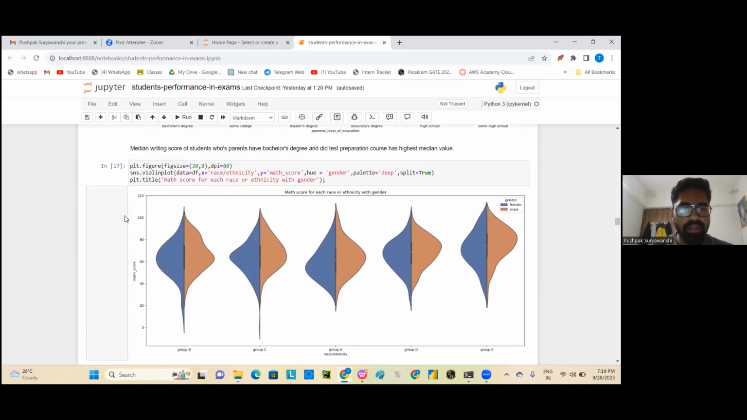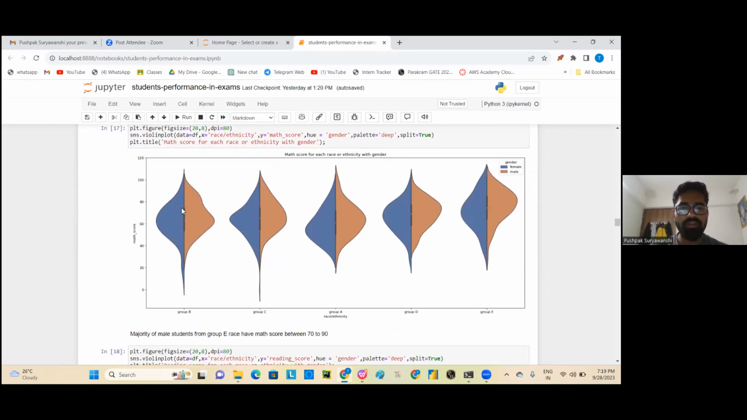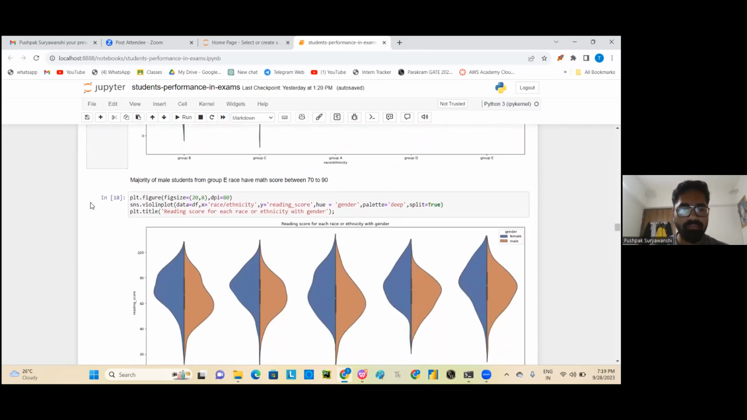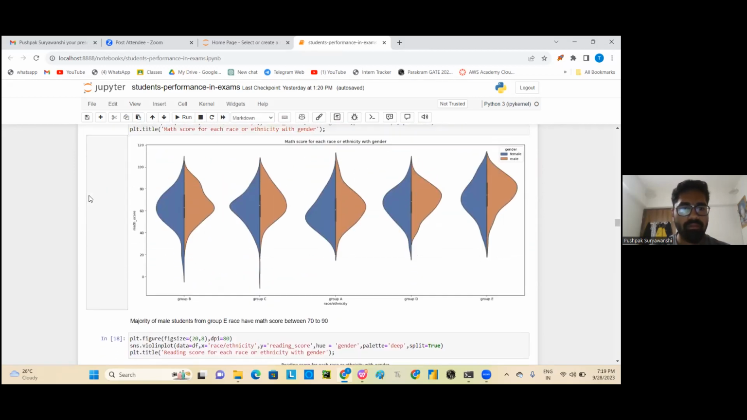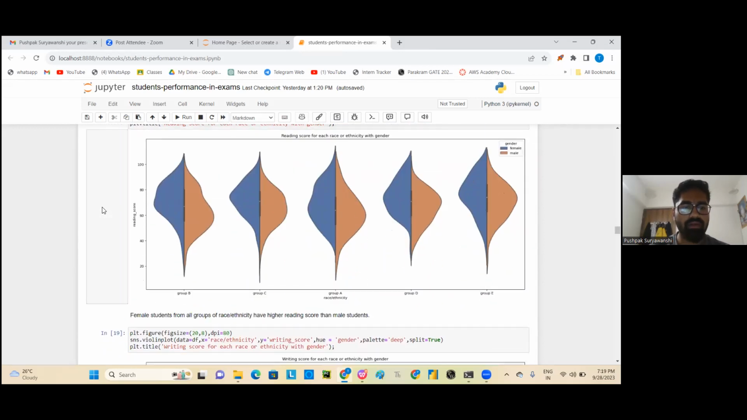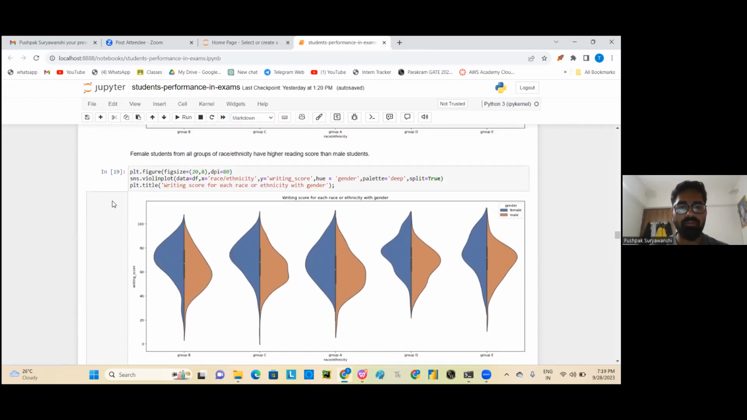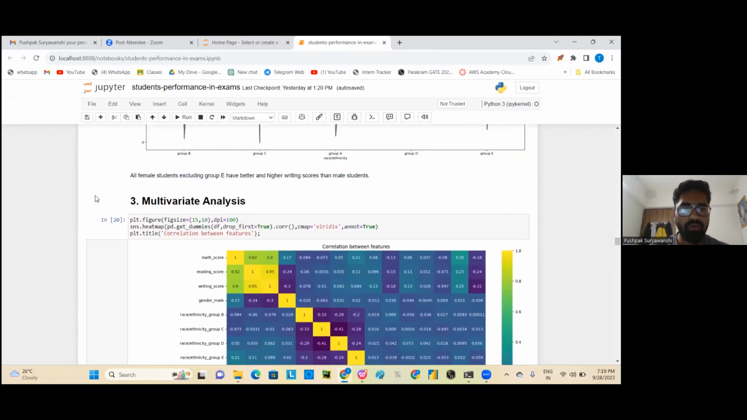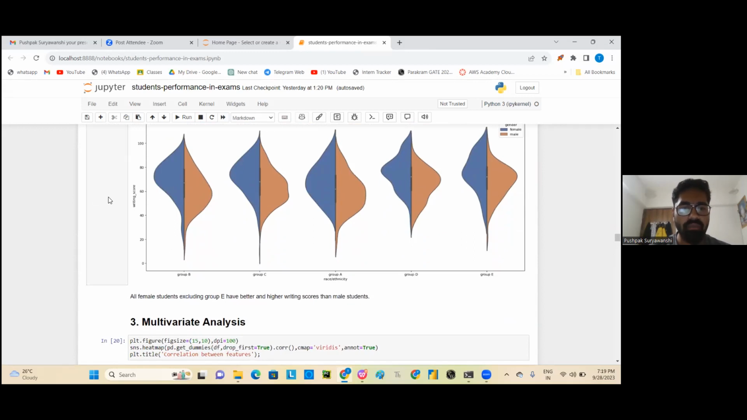Here next we have plotted a violin plot. This violin plot indicates that the students from race E have most math scores from 70 to 90. So these are male students. Likewise we have done the reading score and writing score also. We are presently concerned with math score, so let us focus on that. So this concludes the phase of bivariate analysis.